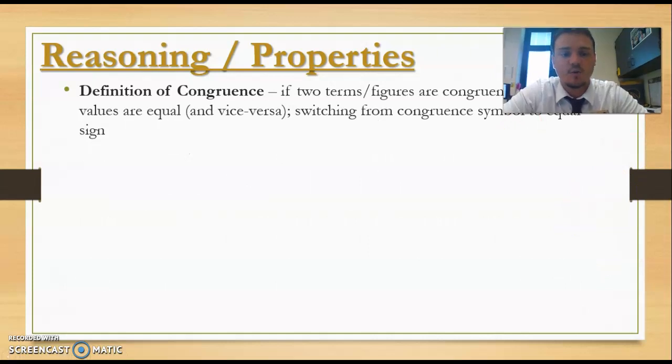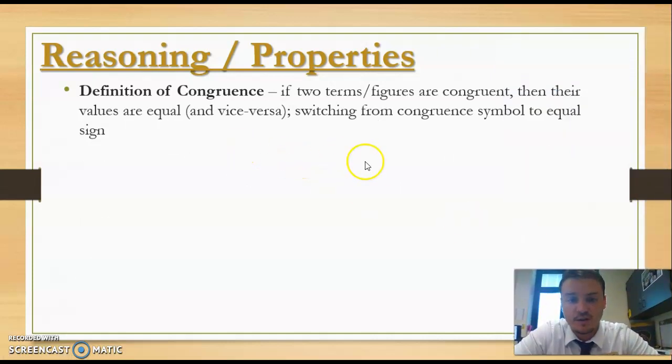Other properties that you need to be aware of are definition of congruence. So definition of congruence is really used when you're switching between an equal sign and a congruent sign. Basically just says that if two figures are congruent, then they have to be equal in measure. Or if they're equal in measure, then they have to be congruent. And we'll see how this works in a little bit.